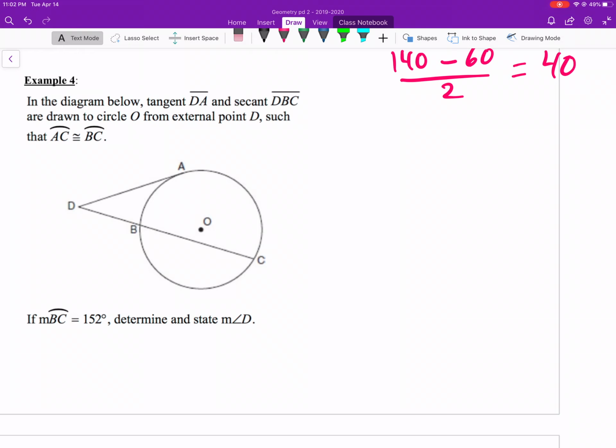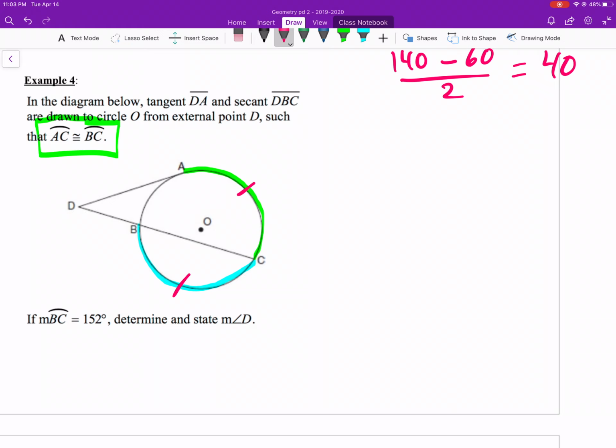Example 4. In the diagram below, tangent DA and secant DBC are drawn to circle O from external point D, such that, very important info here, arc AC is equal to arc BC. So AC right here is equal to BC. Now, just like you mark sides or segments, you can mark arcs with these tick marks to show that they're equal to each other. They're congruent.